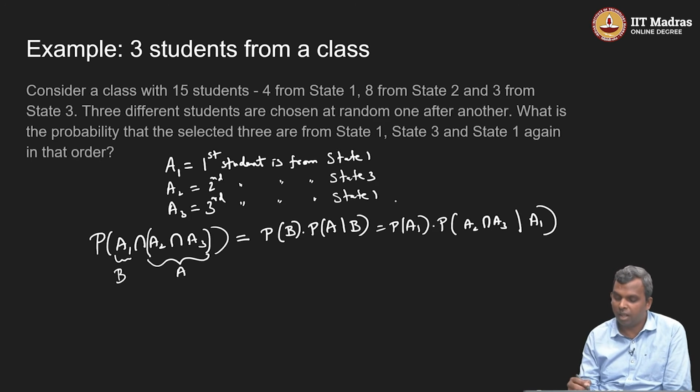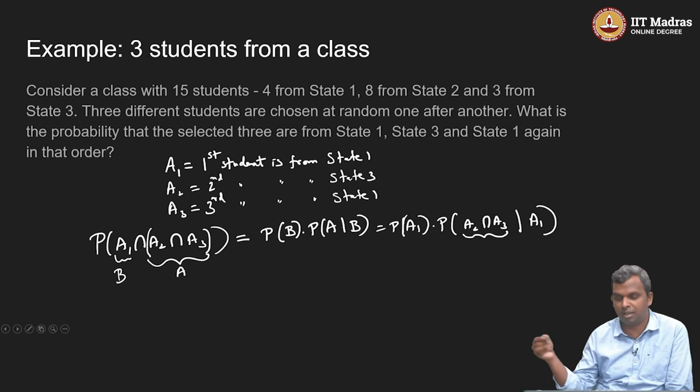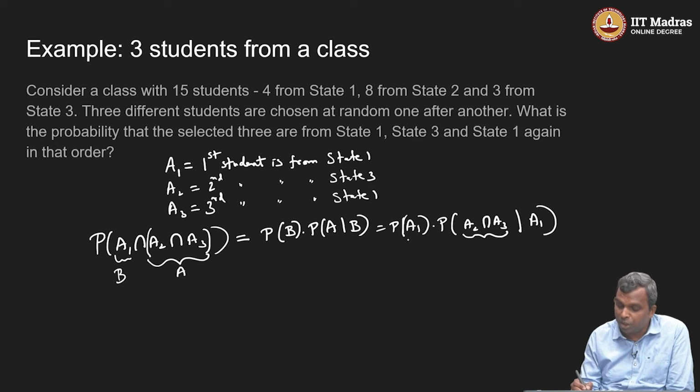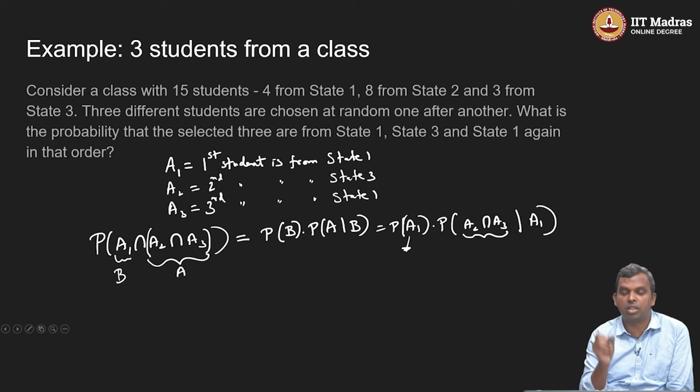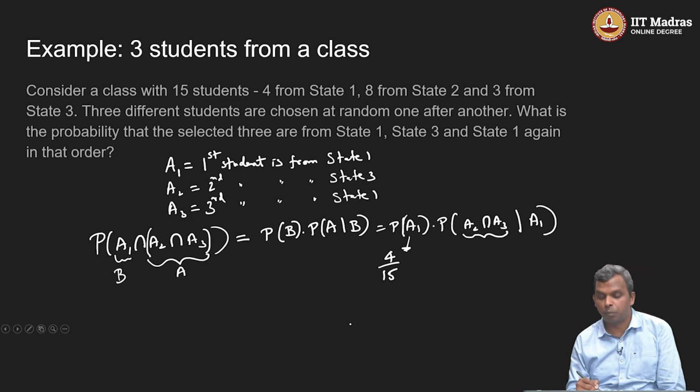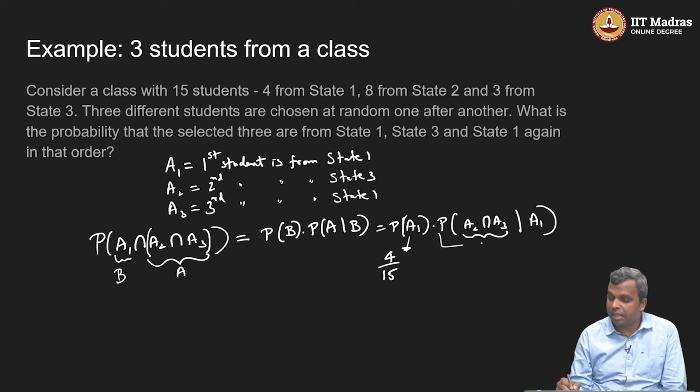So notice how I wrote this out. The second event is this bigger combination A2 intersect A3. It's still big, it's not just one event. This is the intersection of two events. Now this P of A1 is very easy to do. What is A1? First student is from state 1. It's just the first student you're picking. There are 4 from state 1, 8 from state 2, 3 from state 3. What is this probability? It's 4 by 15. Anybody can tell you that. Now the question is, what do you do with this guy?